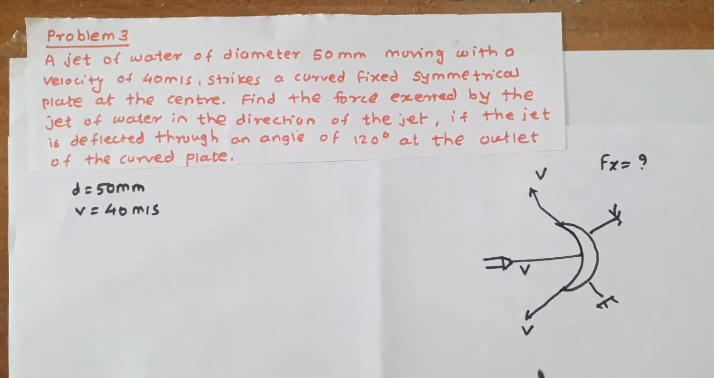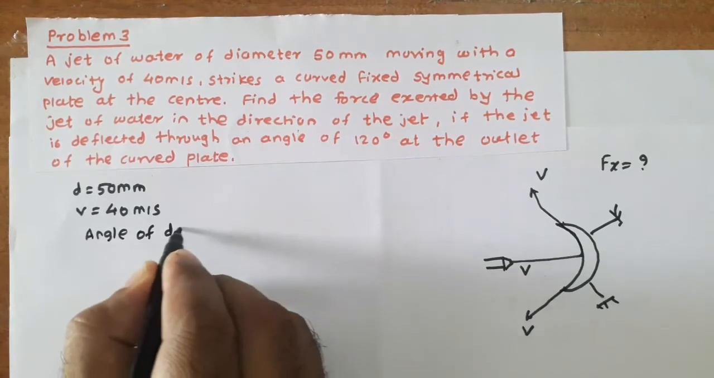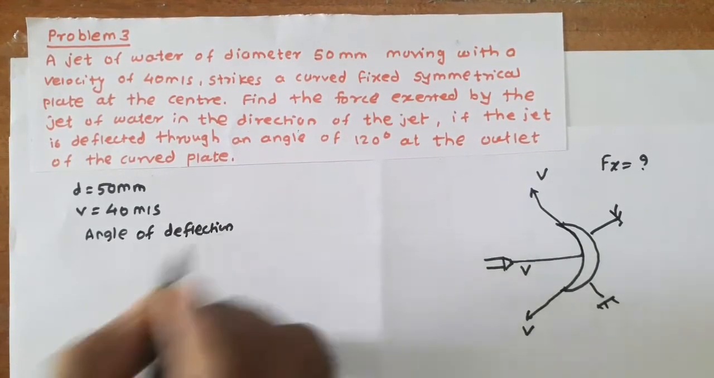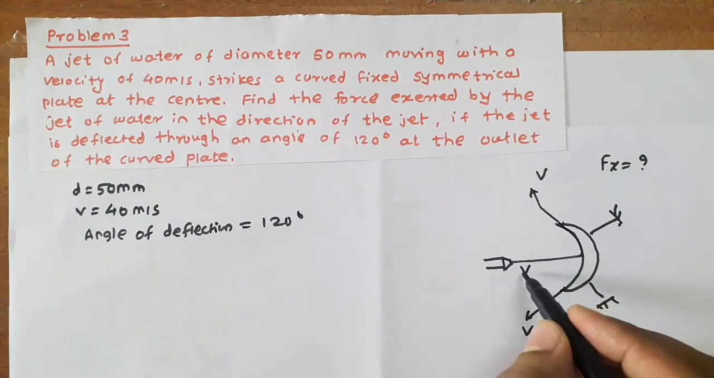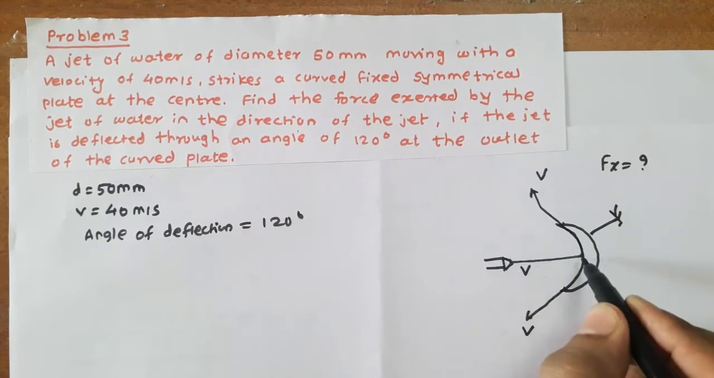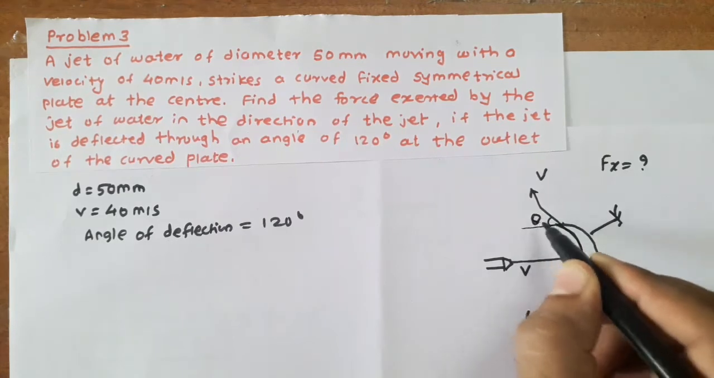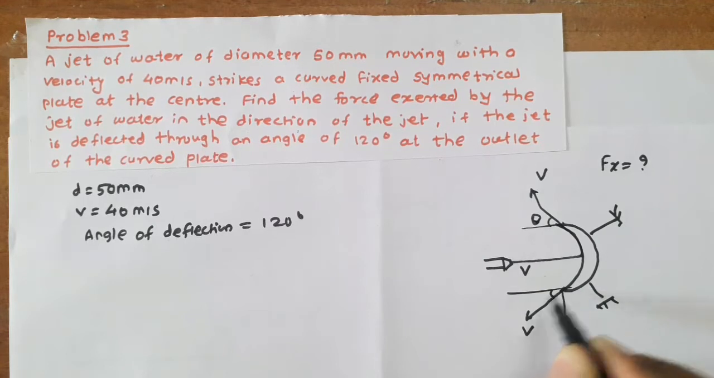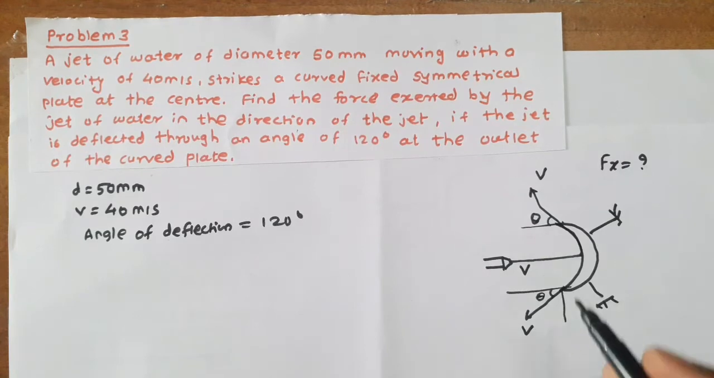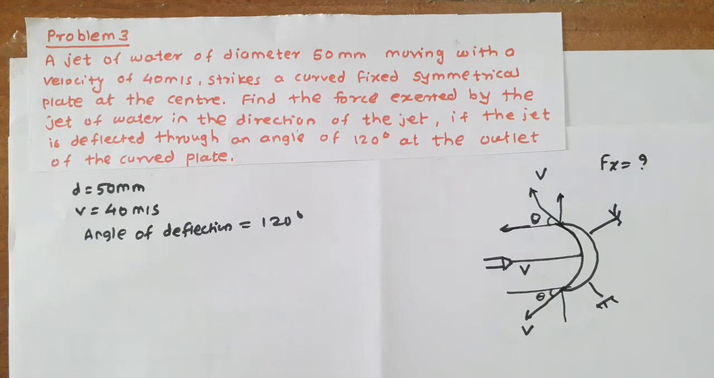So friends, in this case, the angle of deflection is given, it is 120 degrees. Now the incoming velocity and the exit velocity. This exit velocity makes theta angle, theta. Similarly, this bottom or base tip made with the jet horizontal angle is theta. So we have to resolve this theta component along x and y, but we don't know the theta angle, but we know the angle of deflection.